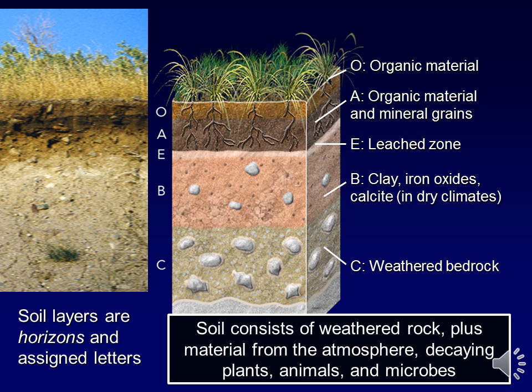Soil layers are described as soil horizons, and they're assigned letters to indicate the different properties that they have. The top layer is the O horizon. That's an upper organic-rich soil horizon composed of dead leaves and other plant and animal remains.